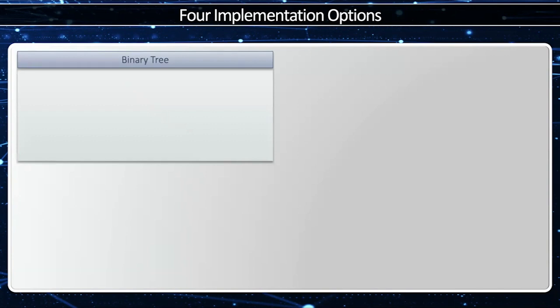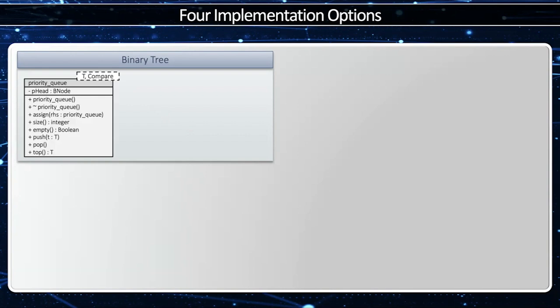Okay, we have four different implementation options. The first one is the binary tree, which kind of makes sense because the priority queue is a binary tree. So we're going to start with our standard interfaces, the constructor, destructor, assignment operator, size, and stuff like that. We're going to have the T template variable, which is the data type of all the elements in the priority queue, and we're going to have a comparison function so we can know how to order them.